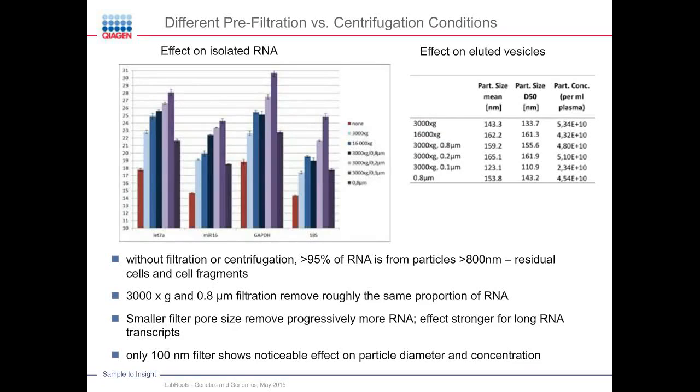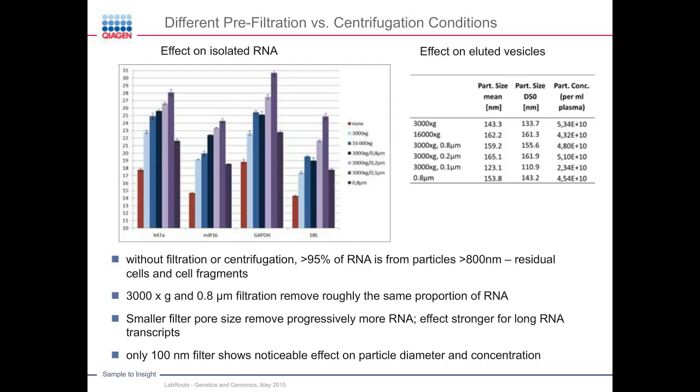Like I mentioned before, we recommend doing a filtration or centrifugation to get rid of blood cells, remaining cells, and cell fragments from plasma, and also thrombocytes or whatever may still be in there. In this experiment, we analyzed the effect of different variations of that filtration or centrifugation step. First of all, the red bars you can see in the graph on the left.